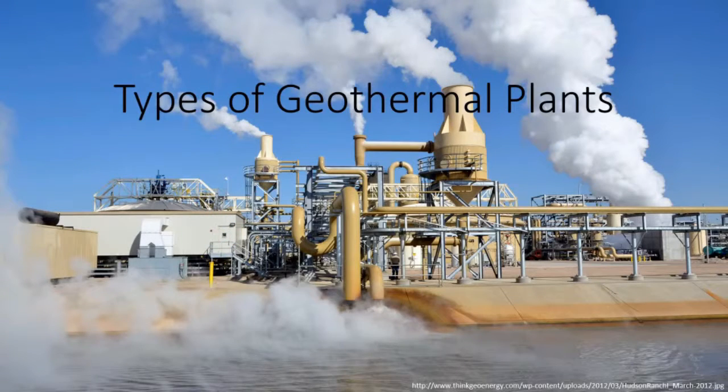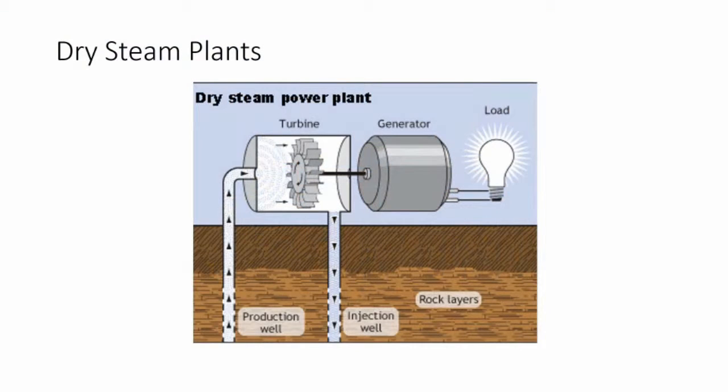There are three main types of power plants used to extract energy from geothermal sources. The first type of power plant is called a dry steam power plant. This plant uses naturally occurring steam from a reservoir to drive steam turbines.